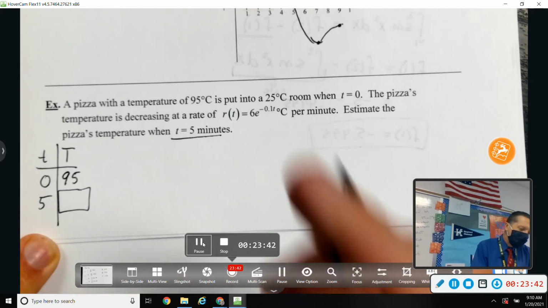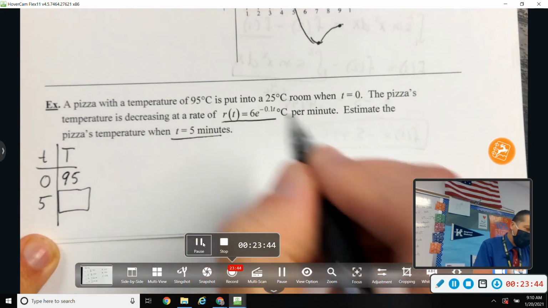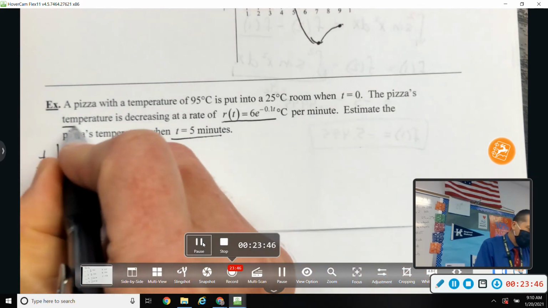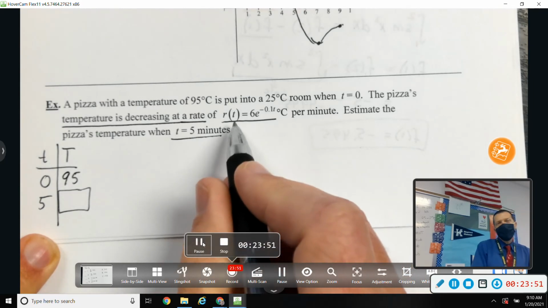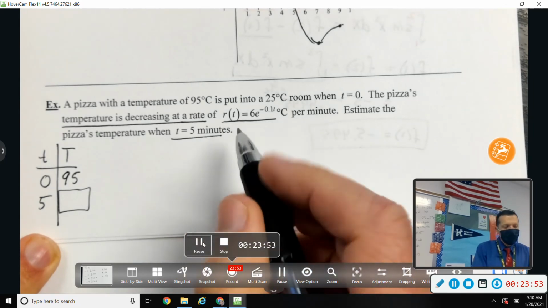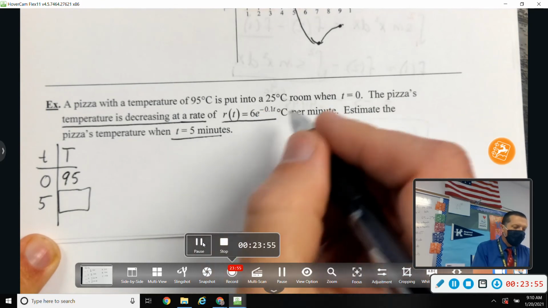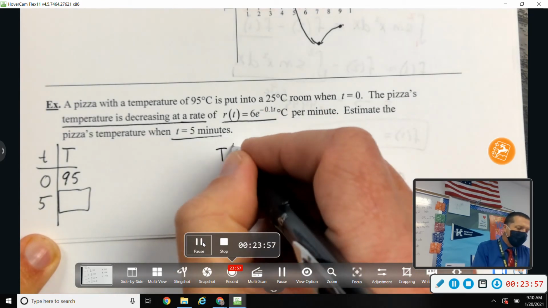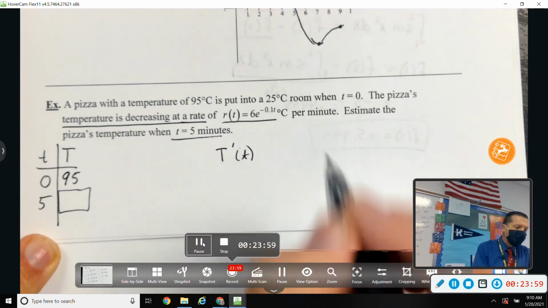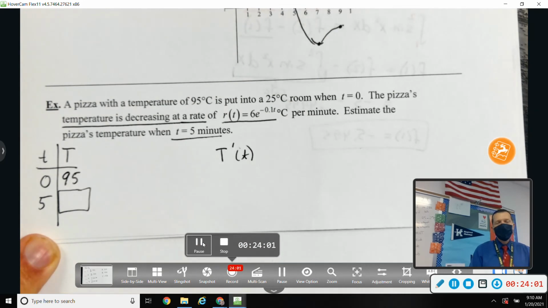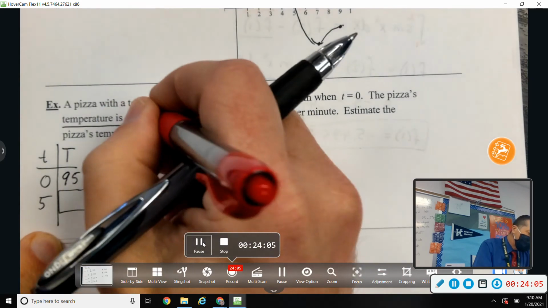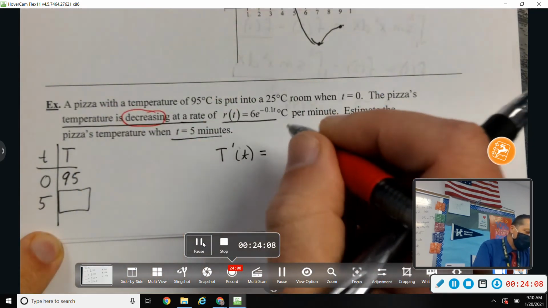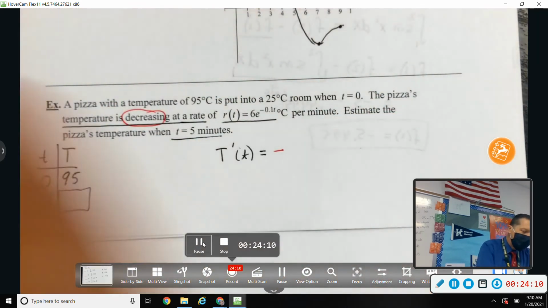And they give us this thing. And they say the temperature is decreasing at a rate. So instead of calling that R, it's fine to call it R, but that's the rate of the temperature change, so I would rather call that T prime. And because it's decreasing, they tried to sneak this past us, I'm going to put a negative on that.